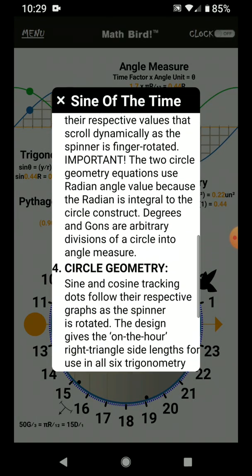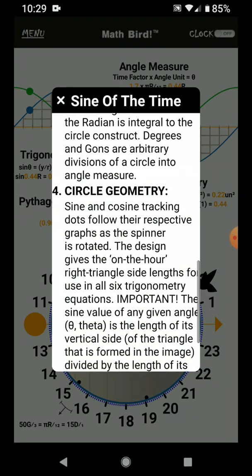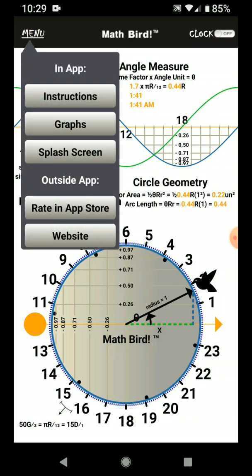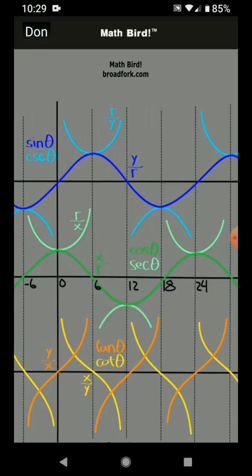I noticed before that the number 4 is supposed to say trigonometry. Oh, so many details to track. And then the graphs, the static graphs for the 6 basic trig functions.